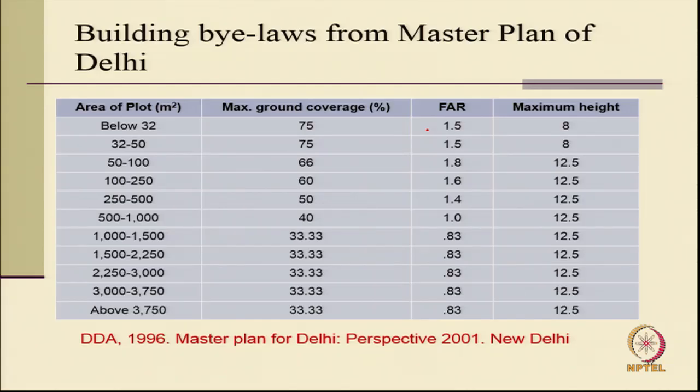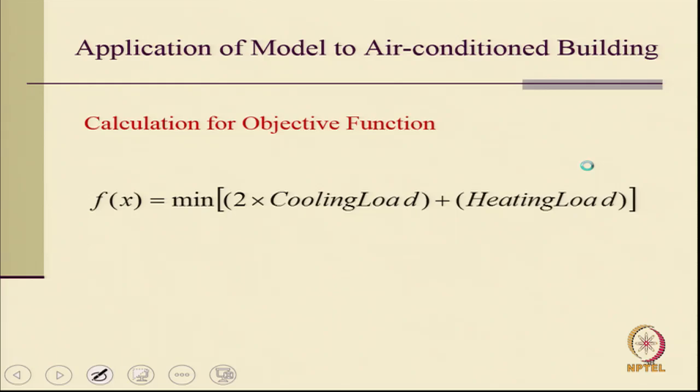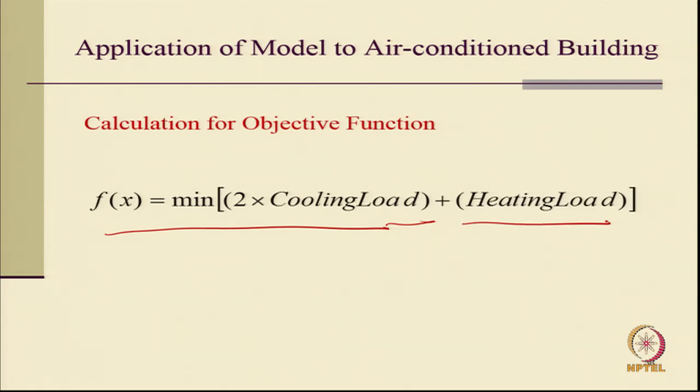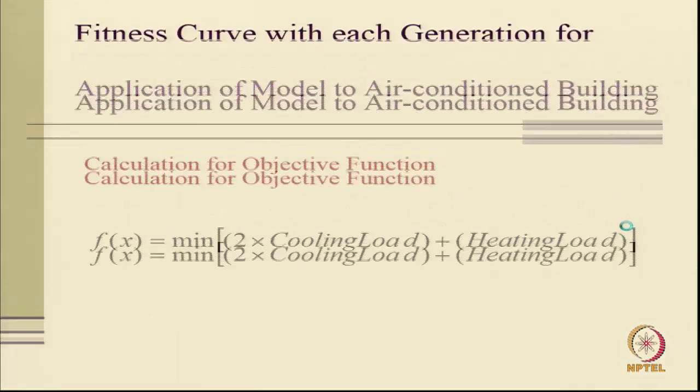Right. So, for this kind of plot area, if you have taken the maximum height and all those prescribed, then the objective function is to minimize 2 times the cooling load plus the heating load. You are minimizing 2 times the cooling load and the heating load. The cooling load is given twice the weightage because of the cost, and the heating load is just once. That is what I said.